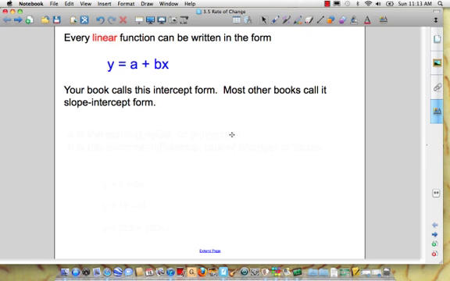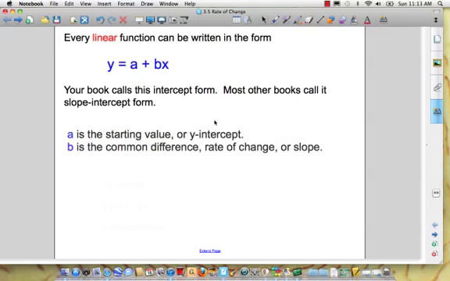Every linear function can be written in this form, and x and y are going to remain variables when we write our equations. A and b are going to be numbers. And in fact, we can be more specific. We could say that a represents the starting value. That's sort of our sequence way of thinking about it. Or it's our y-intercept. That's a graphical way of thinking about it. It's the point where the line crosses the y-axis.